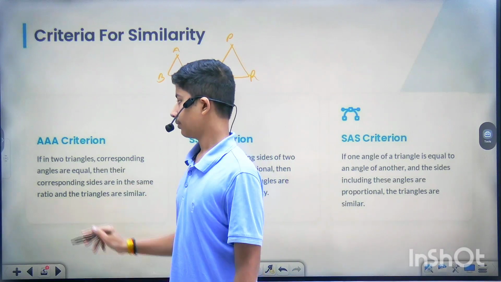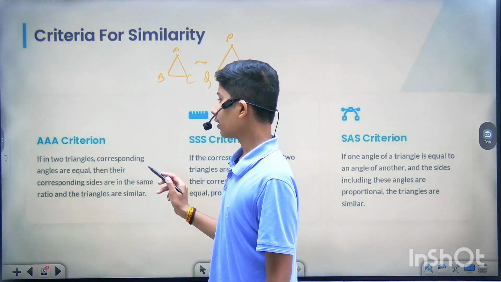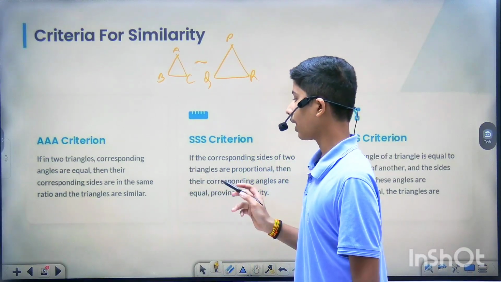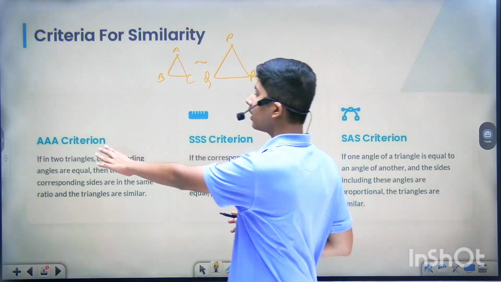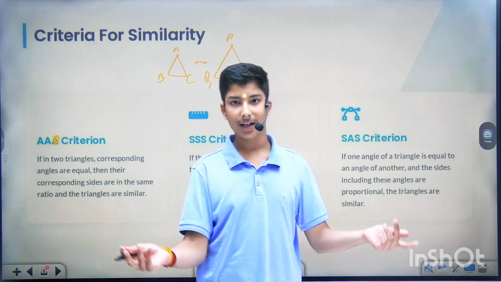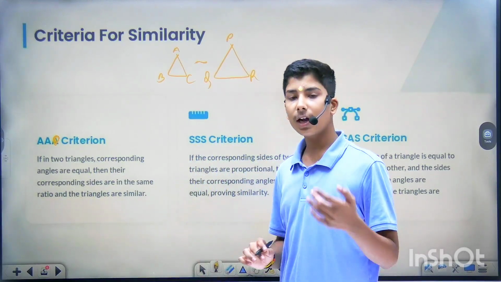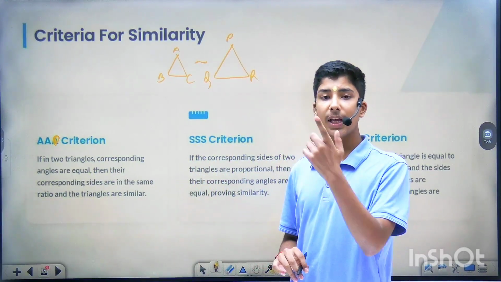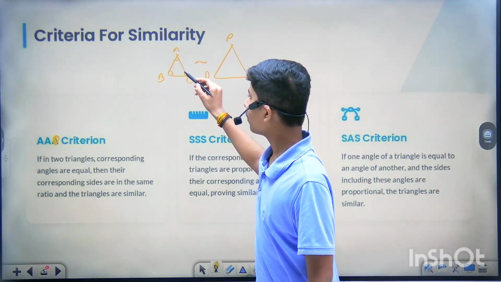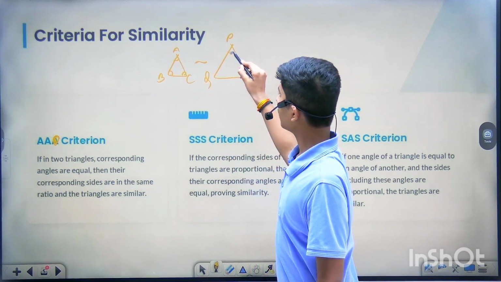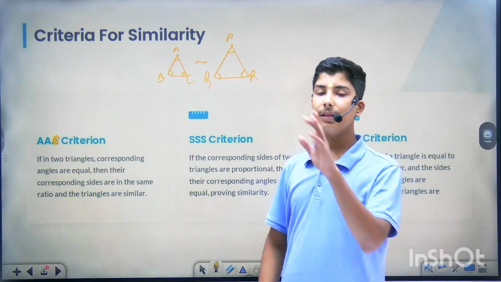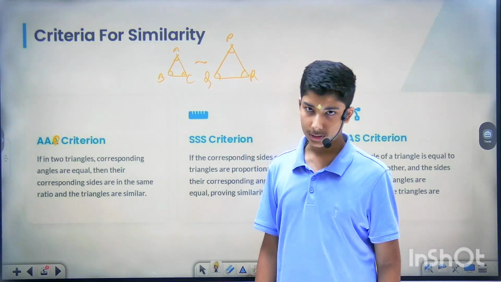A criterion. If two triangles' corresponding angles are equal, then their corresponding sides are in the same ratio and the triangles are similar. See, instead of AAA, you can also use AA, because if two angles are the same, then the third angle will automatically be the same. So you can write both AA similarity or AAA similarity. See here, if these two angles or these two angles or these two angles are equal to these two or these two angles, then these triangles are similar to each other. Okay.